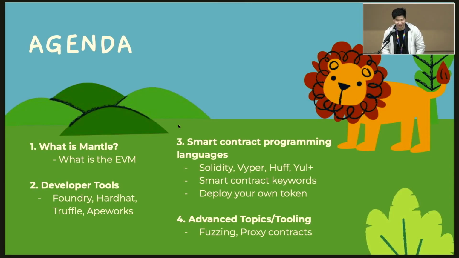So this is the agenda we have today. We'll talk a little bit about Mantle, which is sponsoring me to be here. A little bit of what is the EVM, the current state of developer tools, your Foundry, Hardhat, Truffle, ApeWorks, the various smart contract programming languages. And if time permits, we can check out more advanced topics and/or tooling such as fuzzing or proxy contracts.